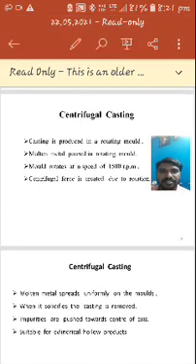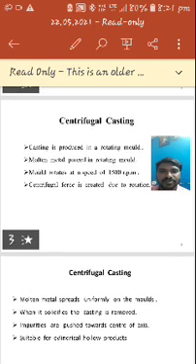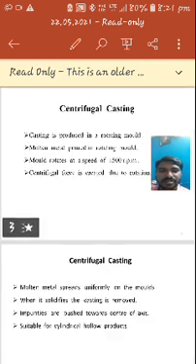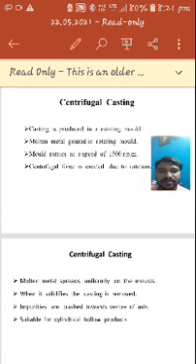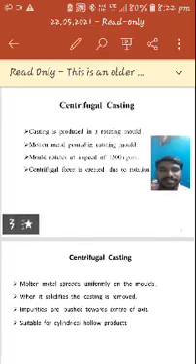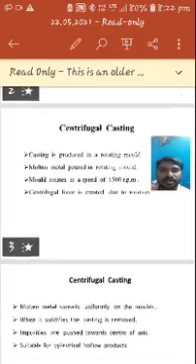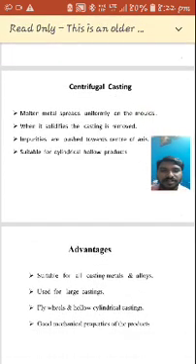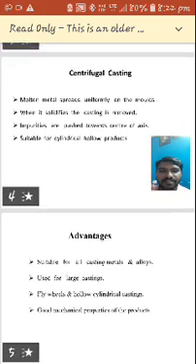Here the centrifugal force is created, so the molten metal spreads around the rotating mold. If the molten metal contains any impurities, they are pushed towards the center point, and from there we can remove them. Generally this is used in cylindrical hollow products. This is about centrifugal castings. Now we will see the advantages of centrifugal castings.